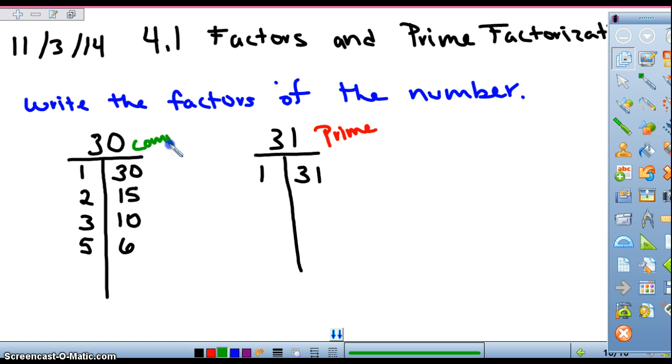Composite. So a number that is composite is a whole number that is greater than 1 and has more than 2 whole number factors.